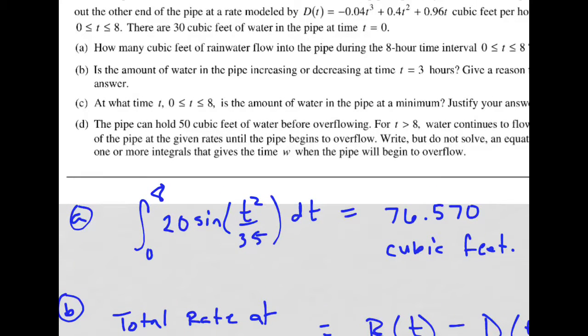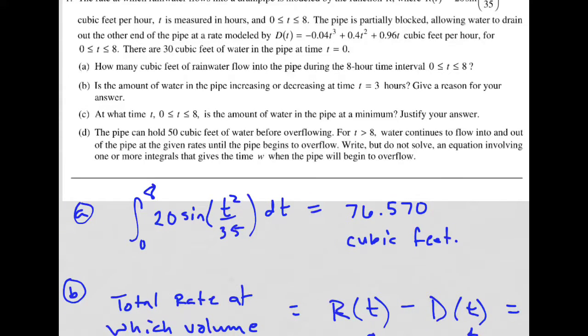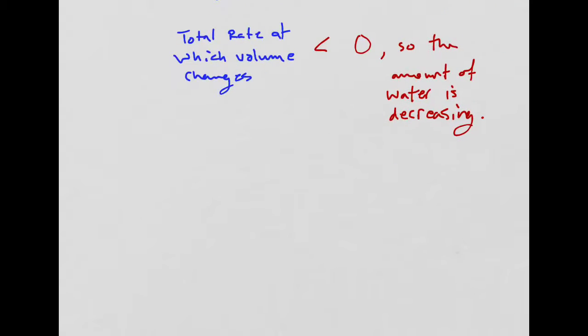Part C: at what time T, with T between 0 and 8, is the amount of water in the pipe a minimum? If I had a volume formula, V of T, then I would take its derivative, set it equal to 0 to find critical points, relative extrema, and then check to see if it was a minimum or maximum. I could plug in stuff to my original volume formula and then figure that out.